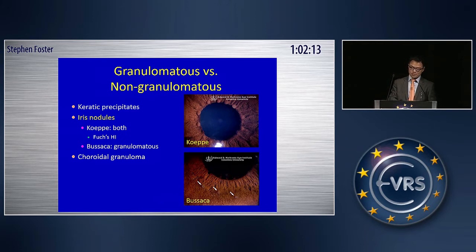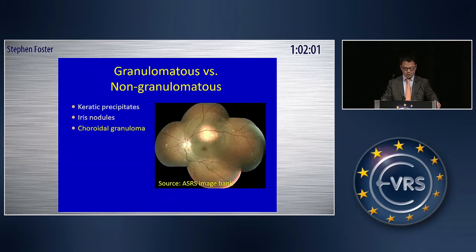So just be careful when you see nodules at the pupillary margin. It could be in both. It could be a granulomatous or non-granulomatous nodule. Whereas when it's on the surface of the iris, Busacca nodules, that's granulomatous. And finally, of course, you have the choroidal granuloma. That's granulomatous uveitis by definition.